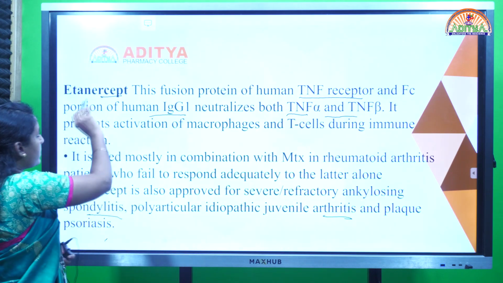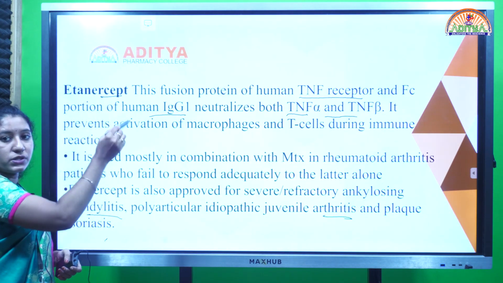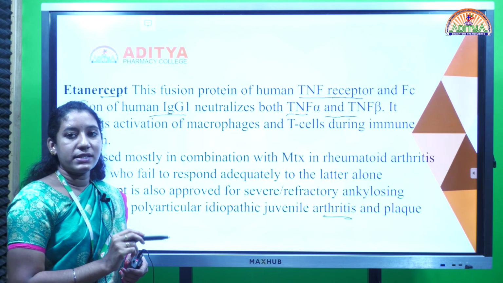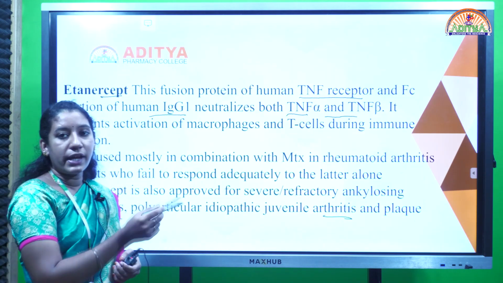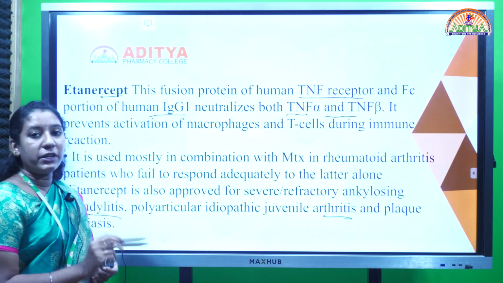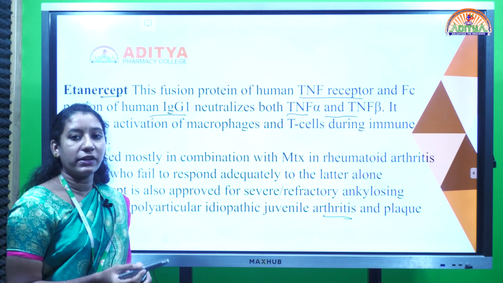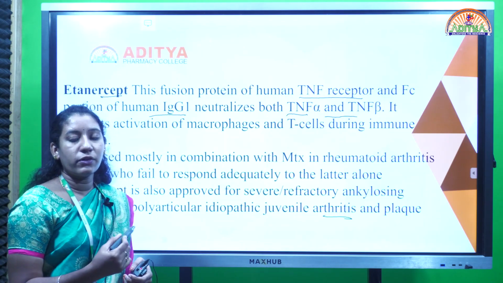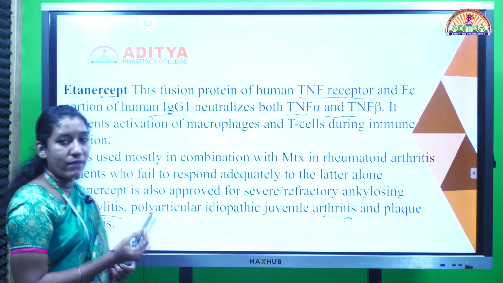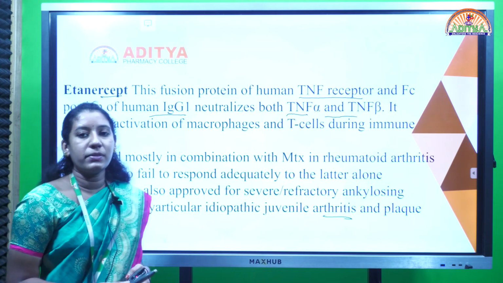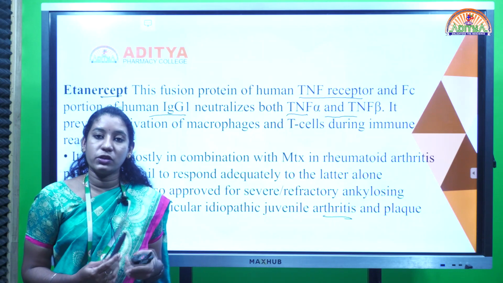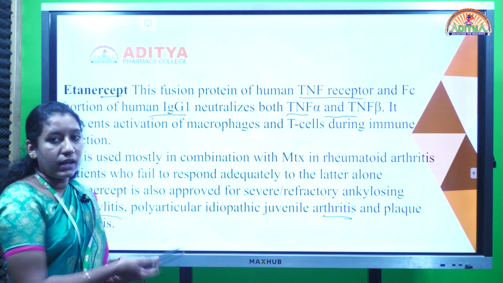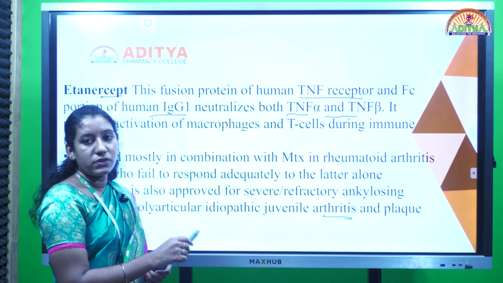Once again, etanercept is the protein in which the TNF receptor is fused with the IgG1 antibody. It neutralizes both TNF alpha and TNF beta. Coming to the MOA, it will inhibit the activation of macrophages and T cells, so they won't produce any immune responses. That is the MOA of this drug. Coming to the uses, it can be used in arthritis along with methotrexate, it can also be used in spondylitis, and it is also used in the conditions of psoriasis.